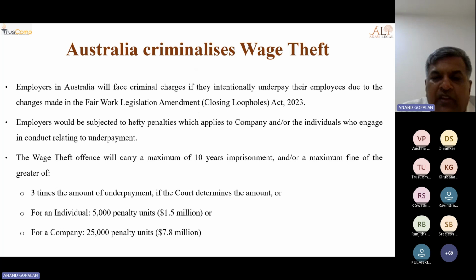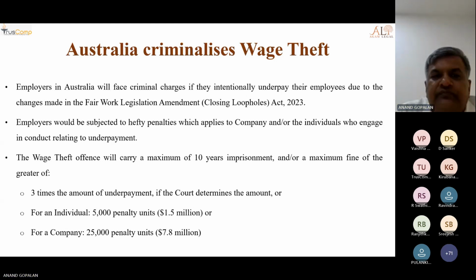In Australia, if an employer were to underpay an employee knowingly, they've made it an offense punishable up to 10 years, and apart from fines, the penalty could go into millions. In India also, we have something very similar under the Minimum Wages Act, where the penalties could be up to 10 times, and there's also a possibility of prosecution. This is an amendment that they have brought about. However, it should be established that the underpayment was done on purpose and with knowledge.